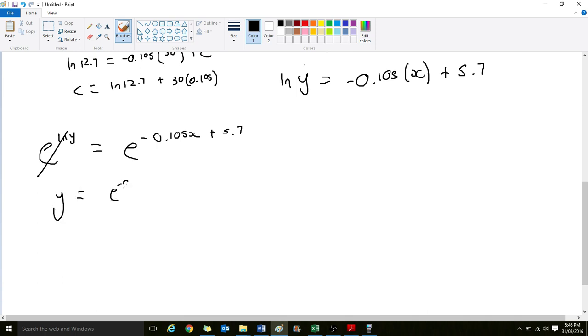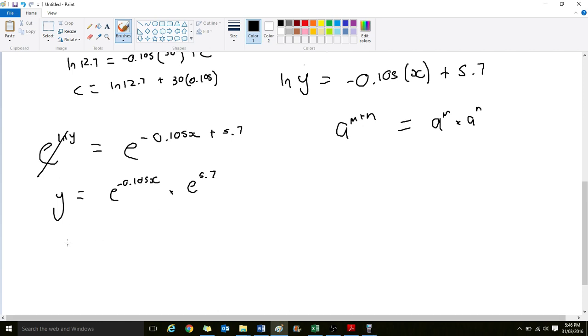Okay, now using our algebra skills, that's going to cancel, so we have y is equal to e to the power of minus 0.105 x, and we're going to use an indices law here. Basically, if we have a to the power of m plus n, we can write this as a to the power of m times by a to the power of n. So this is going to be times by e to the power of 5.7. And of course, e to the power of 5.7 is just going to be a number for us.